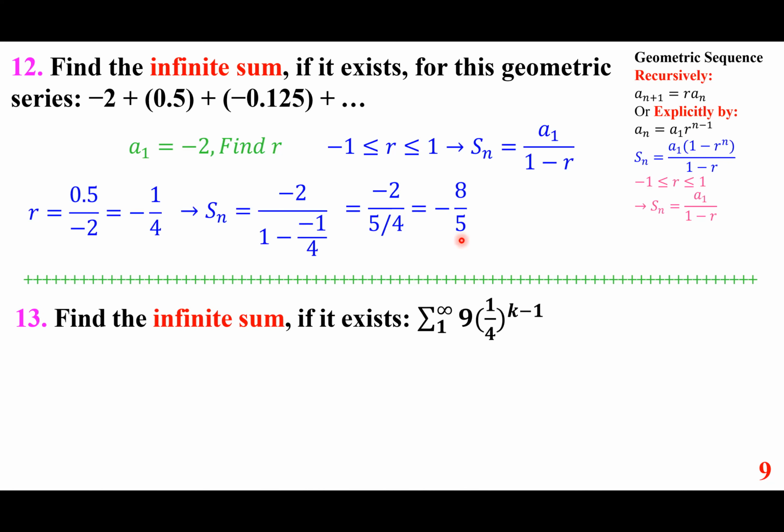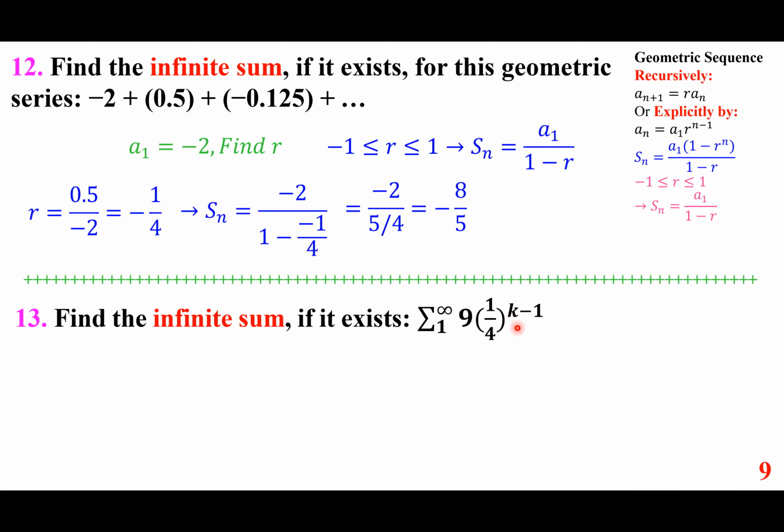Find the infinite sum, if it exists, the summation from 1 to infinity. That's another notation. I wanted you to be comfortable with the notation. 9 times 1/4 to the power of k minus 1. So we should recognize, just in this format, this is a geometric sequence with the first term being 9 and 1/4 being r. But just to be on the safe side, let's start.